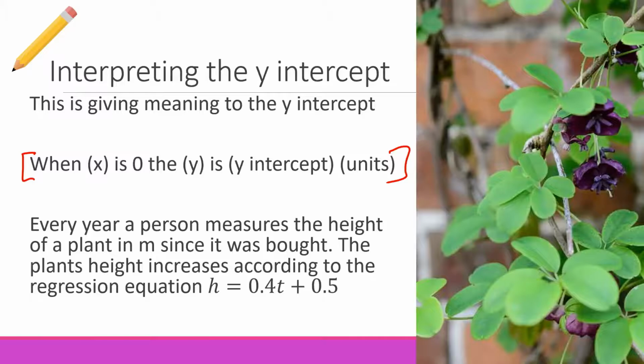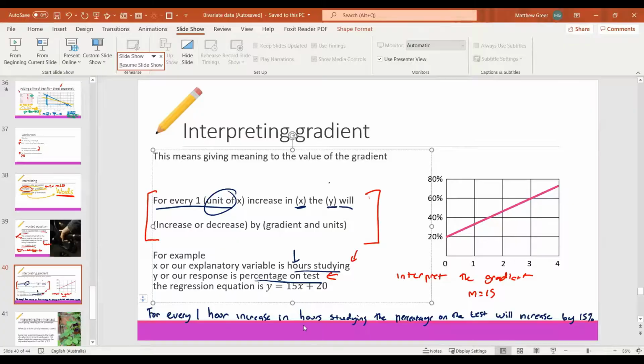So let's give an example. Let's look at this in an example. Every year, a person measures the height of a plant in meters since it was bought. The plant's height increases according to the regression equation y equals 0.4t plus 0.5. So we're going to attempt to interpret this question. So let's figure this out.